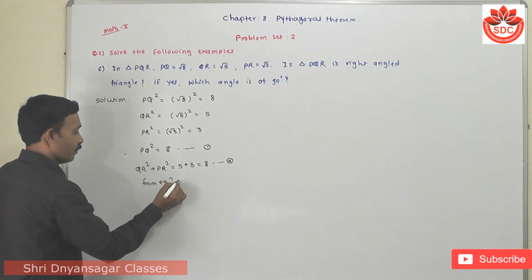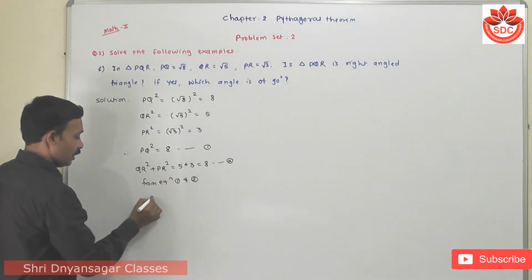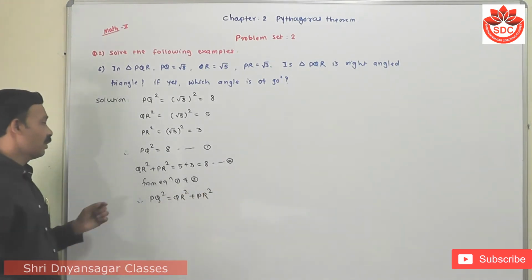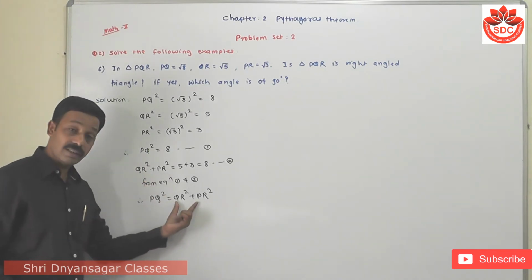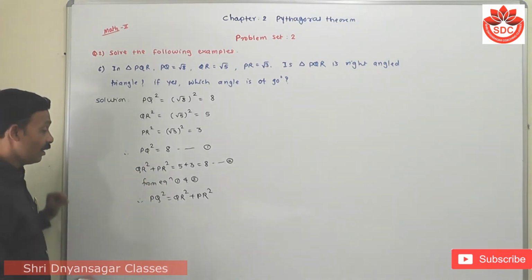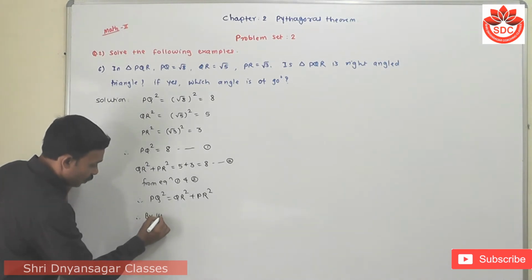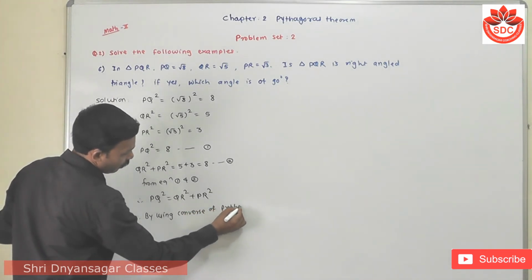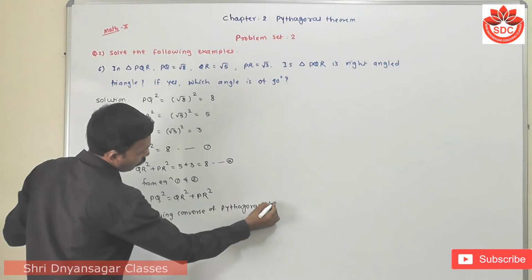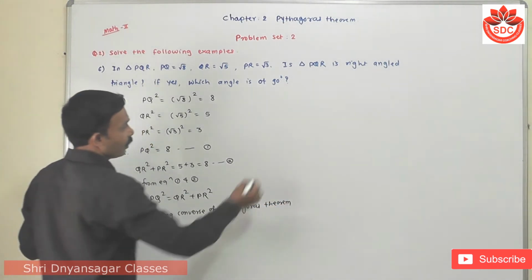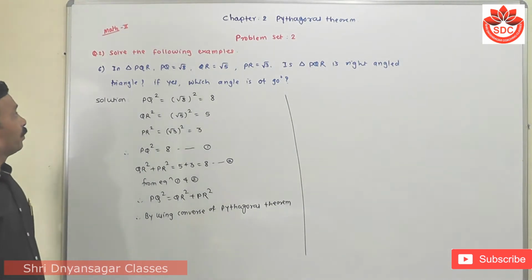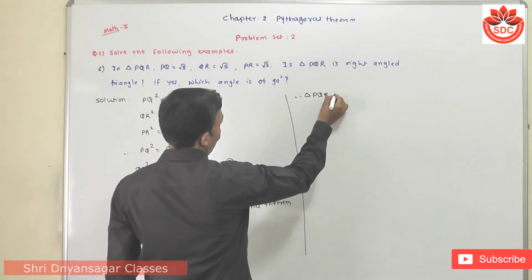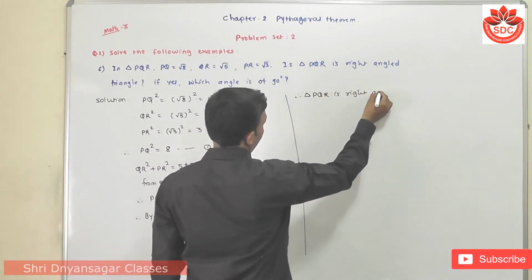From equation first and second, the observation is PQ square is equal to QR square plus PR square. This means one side square is equal to the sum of the squares of the remaining two sides, so this is a right angle triangle. Therefore, we write here, by using the converse of Pythagoras theorem, triangle PQR is a right angle triangle.